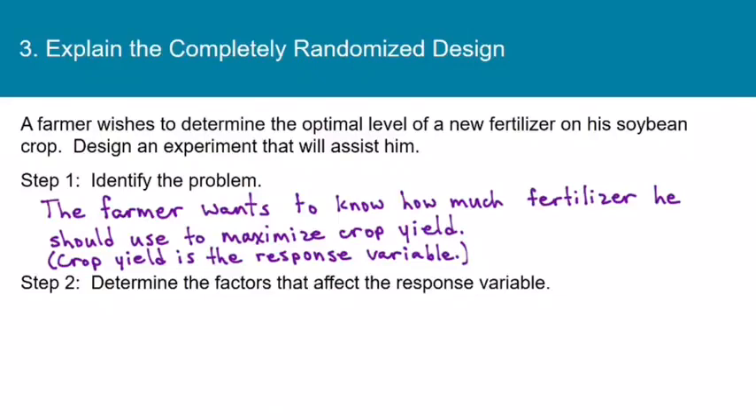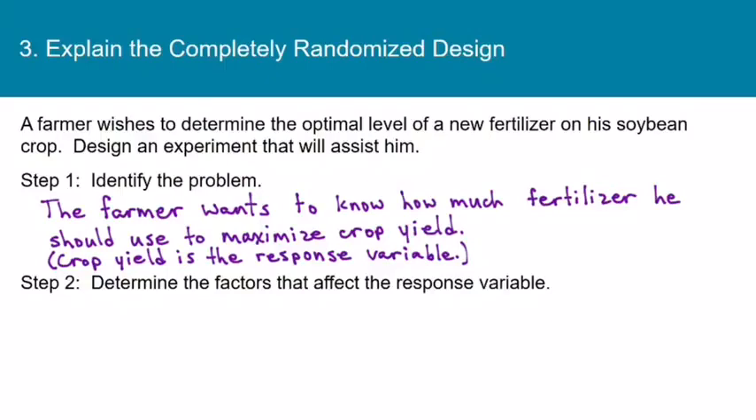So we're going to apply a treatment of fertilizer or no fertilizer, and we're going to then measure crop yield. We want to see if the fertilizer, which is the treatment, affects the crop yield, which is the response variable. Okay, determine the factors that affect the response variable. Well, let's see. Think like a farmer for just a second.